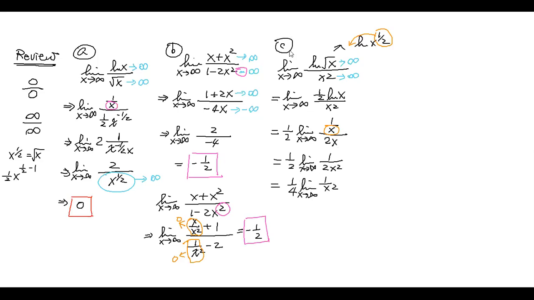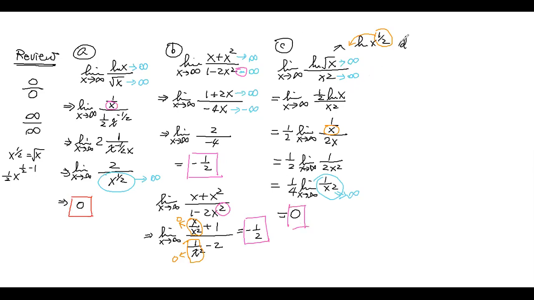So what happens here? When x approaches infinity, what does the bottom approach? The bottom approaches infinity. So when the bottom approaches infinity, I know the whole thing approaches zero, right? So the limit for this problem is equal to zero here.